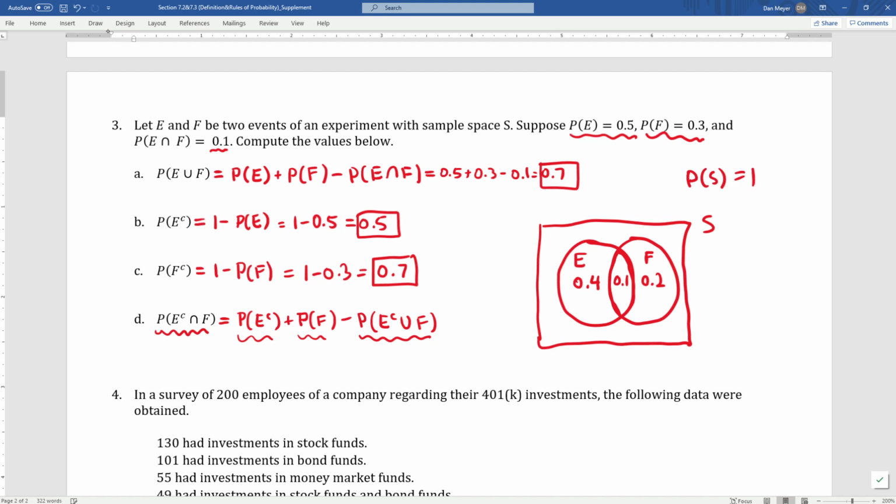We've got 0.7 inside the bubbles, which leaves 0.3 outside the bubbles. Again, 1 minus 0.7. 0.7 is what we already have inside the bubbles. 1 minus 0.7 is 0.3 on the outside. And then if I want to know E complement intersect F, the part of E complement that's outside of E that is also a part of F, that would be that stuff right there. Okay, so we didn't use the formula for that. We found that using a Venn diagram to be 0.2.